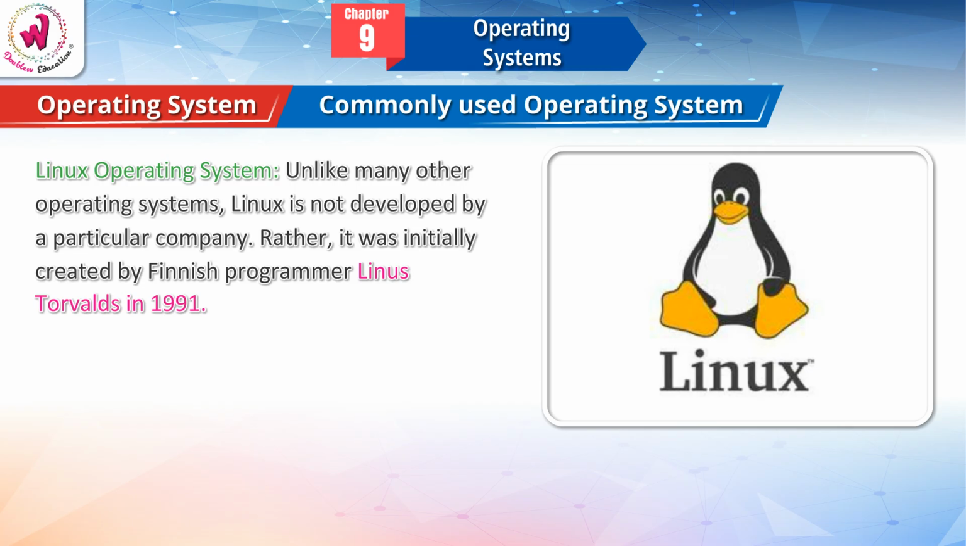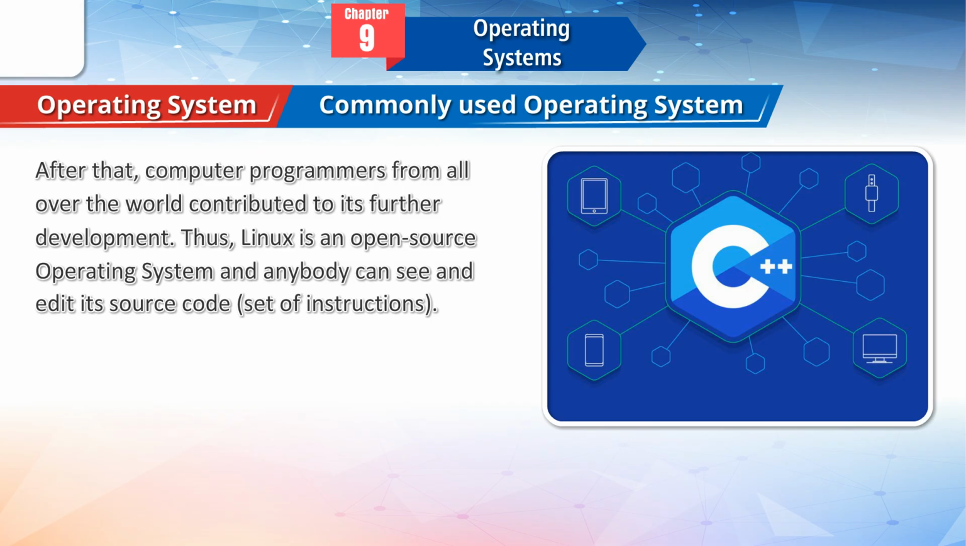Linux operating system. Unlike many other operating systems, Linux is not developed by a particular company. Rather, it was initially created by Finnish programmer Linus Torvalds in 1991. After that, computer programmers from all over the world contributed to its further development. Thus, Linux is an open source operating system and anybody can see and edit its source code, the set of instructions.